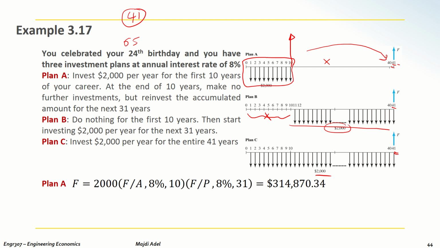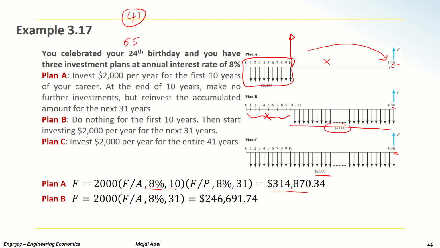So 2000 calculate F given A at 8% and 10 years, then multiply it by calculate F given B at 8% for 31 years, to convert it from n equal 10 to n equal 41. You will get $314,870 at the end of year 41.